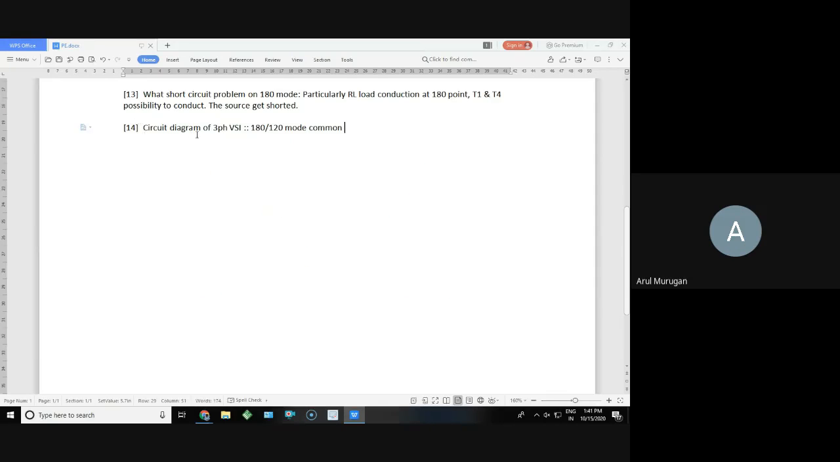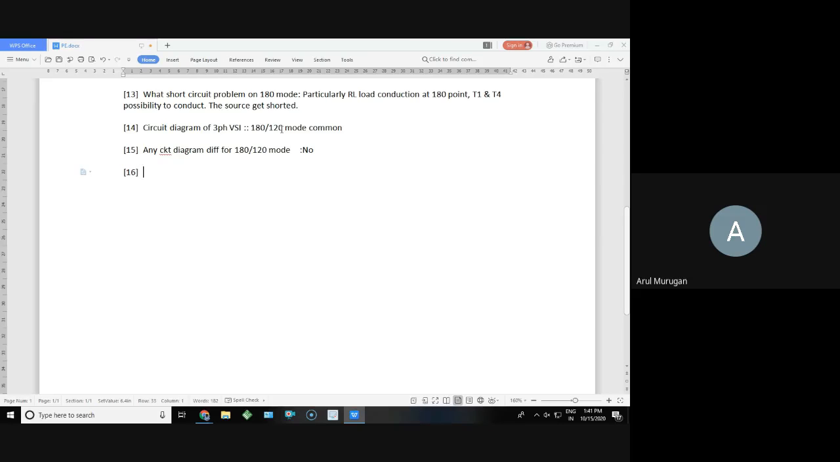So the circuit diagram of a three-phase voltage source inverter is common to the 180 degree mode and the 120 degree mode. Does the circuit diagram differ for the 180 degree mode and the 120 degree mode? The answer is no. There is no differentiation in the circuit diagram. The circuit diagram is common.